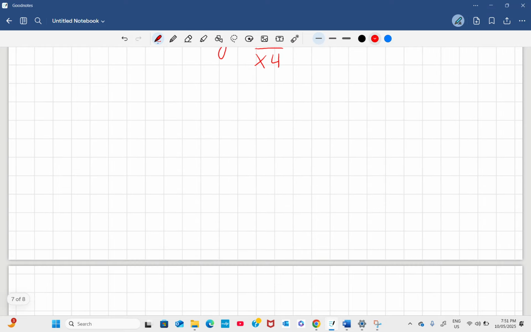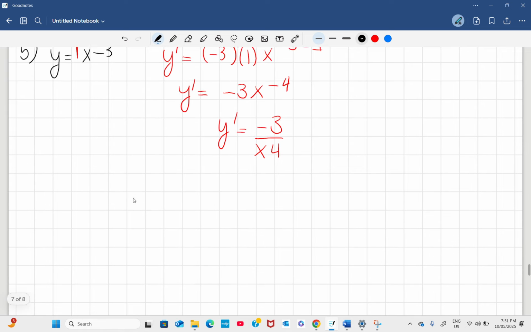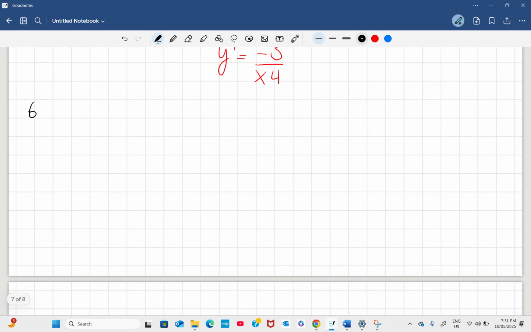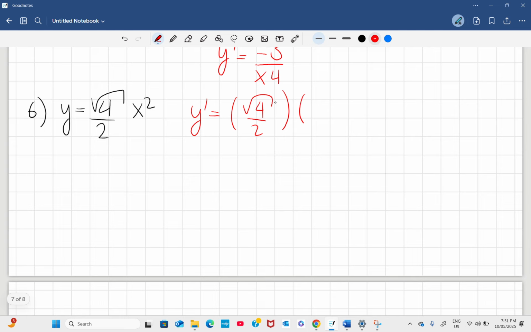Let's take one more case, number 6. I have y is equal to radical 4 over 2 times x squared. It's the same thing. I take radical 4 over 2, which is my coefficient, times the power, which is 2, x to the power of 2 minus 1. I'm going to multiply these together. The 2 and 2 can cancel. I have radical 4 x.